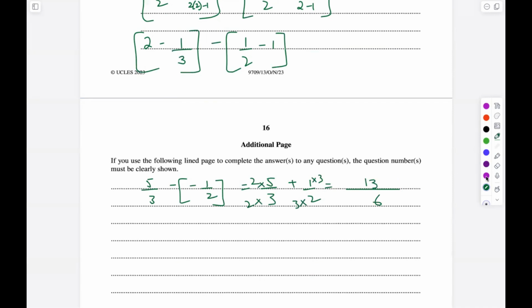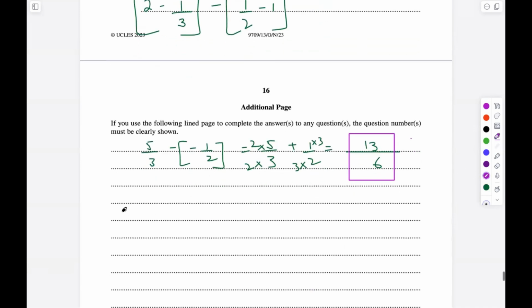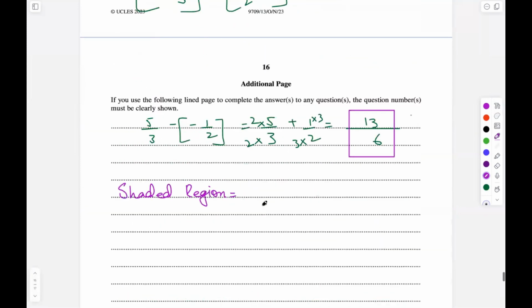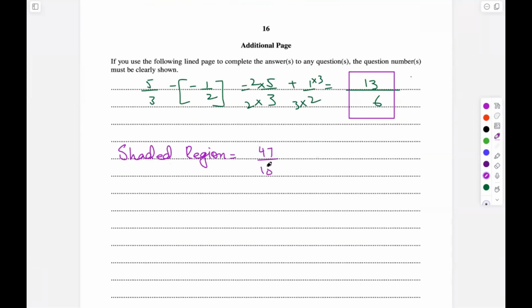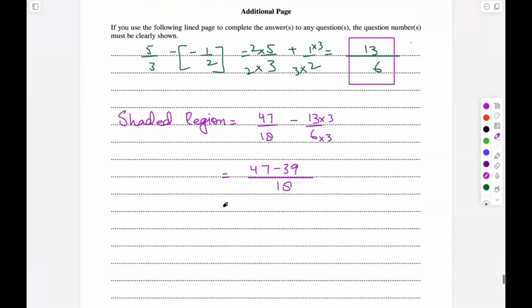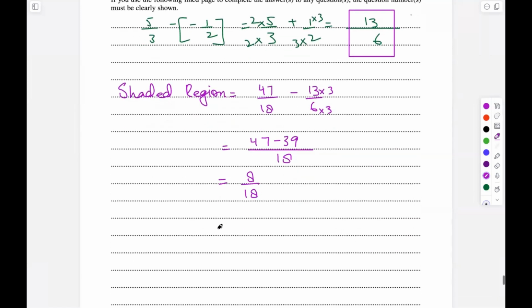Once we have the area under the curve, which is 13 upon 6, now we'll subtract it from the area under the line. So the area of the shaded region will be equal to the area under the line, that was 47 upon 18, minus the area under the curve, which is 13 upon 6. Now taking the LCM again, well, we can obviously use a calculator, but just in case, this will multiply by 3, so 47 minus 39. So the final answer will become 8 upon 18. And simplifying this, we can write the final answer for the shaded region as 4 upon 9.